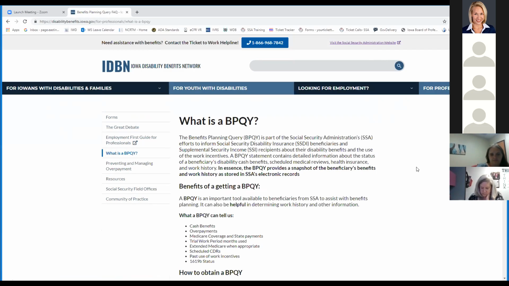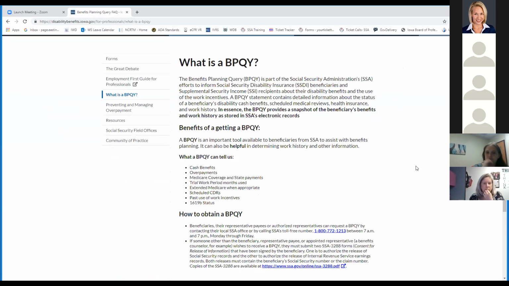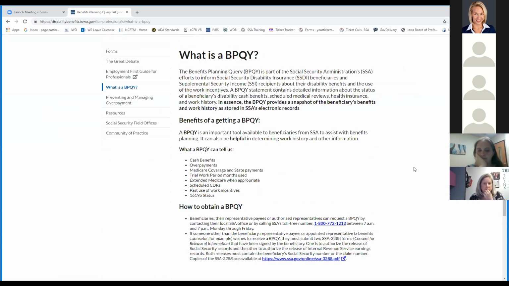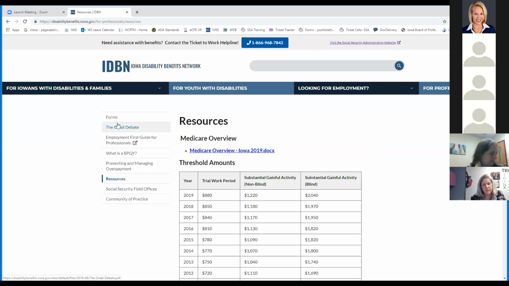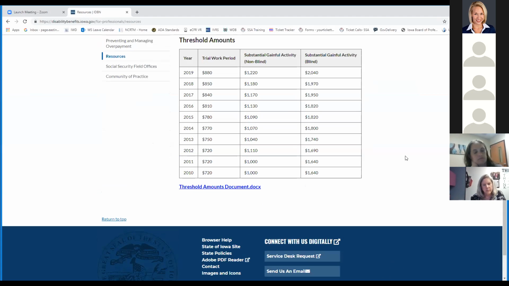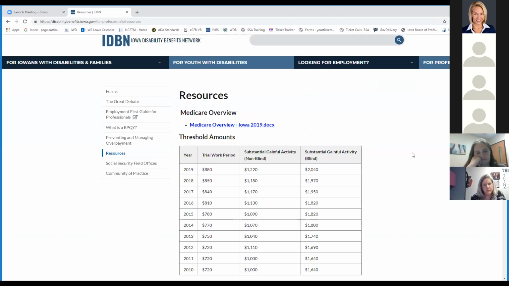There's information on what is a benefits planning query, or BPQI? What does it tell us? How can I get one? What do I need to do with it? That kind of information. The same information on preventing and managing overpayment. The same information as far as the threshold amounts and the Medicare information. Same contact information for those Social Security field offices.